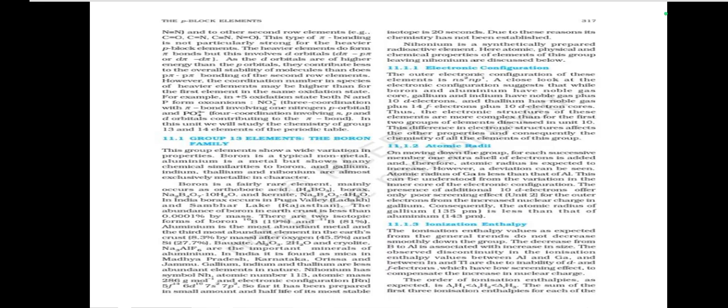Aluminum is the most abundant metal and the third most abundant element in the Earth's crust, 8.3% by mass, after oxygen 45.5% and silicon 27.7%. Bauxite, Al2O3·2H2O, and cryolite, Na3AlF6, are the important minerals of aluminium. In India, it is found as mica in Madhya Pradesh, Karnataka, Orissa, and Jammu. Gallium, indium and thallium are less abundant elements in nature.